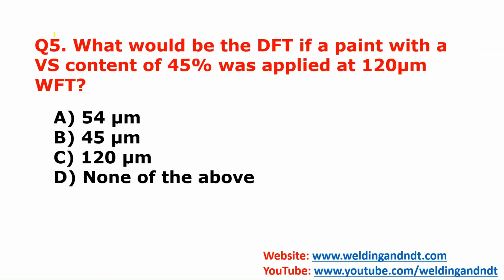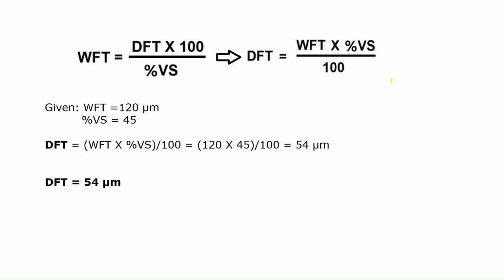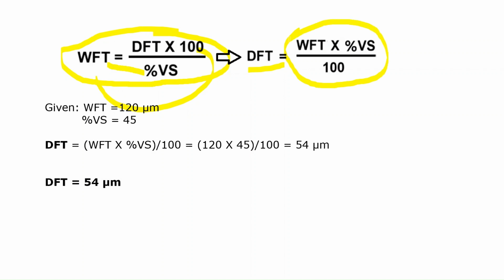Now we'll take another question, that is question number 4. Question number 4 is, what would be the DFT if a paint with a VS content of 45% was applied at 120 microns or micrometer WFT? So in this question, he is asking about the DFT. Our initial formula was WFT equal to DFT into 100 by percentage volume solid. By cross multiplication, we can easily find out the DFT, like WFT into VS divided by 100 will be equal to DFT. So here I have written DFT equal to WFT into percentage volume solid by 100.